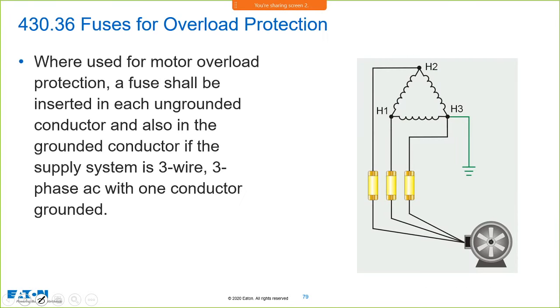And 430.36 says where used for motor overload protection, a fuse shall be inserted in each ungrounded conductor. So I can use the fuse for overload protection under certain conditions, but I have to have it in each ungrounded conductor and also in the grounded conductor if the supply system is a three-wire, three-phase AC circuit with one conductor grounded. So that's my fuse protection.